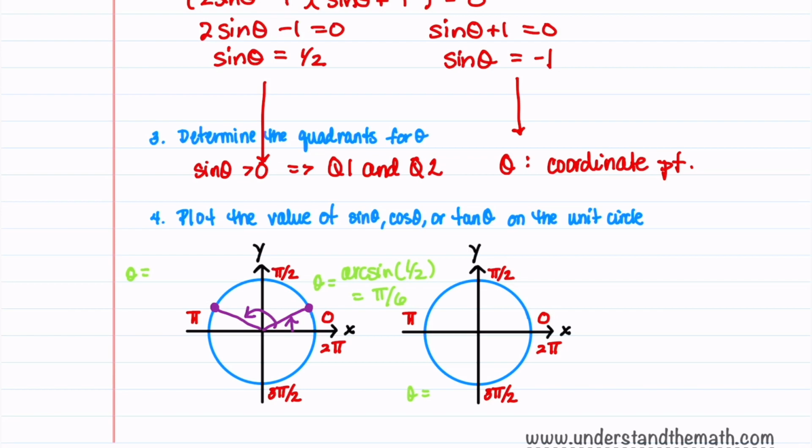In our second quadrant, theta is going to be pi minus theta sub r. So this is pi minus our angle in the first quadrant, which is pi over 6. And this is 5 pi over 6. For our second equation, sine theta is equal to -1. Sine is y, so let's plot when y is equal to -1. So we can see that theta is going to be equal to 3 pi over 2.